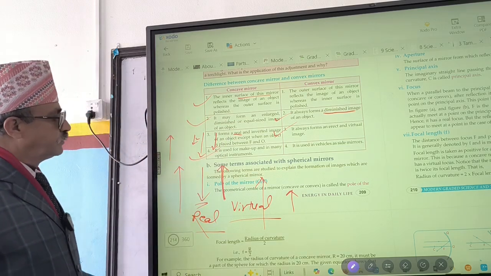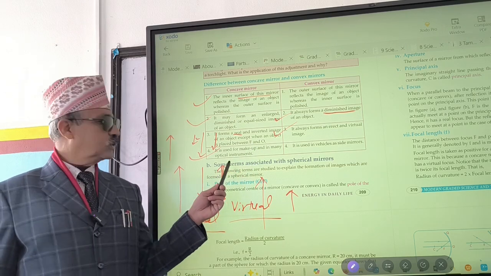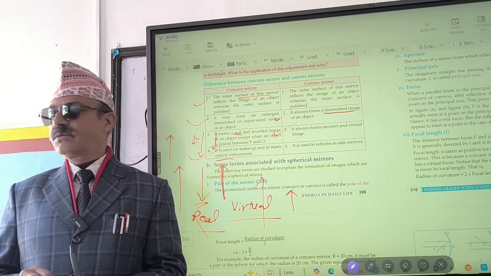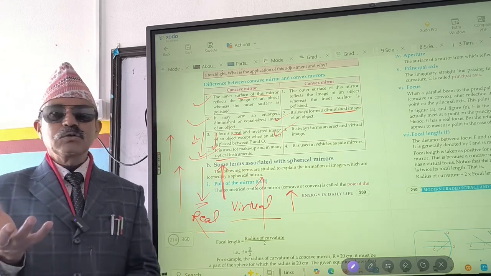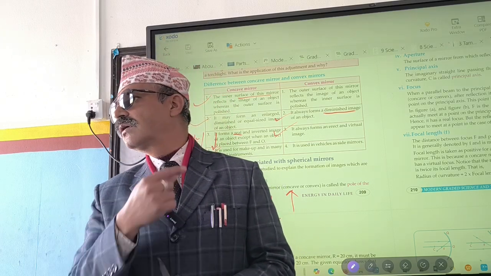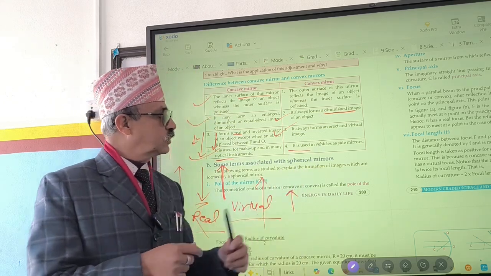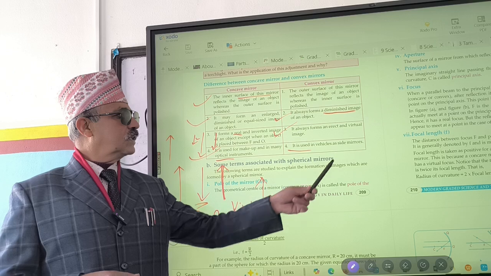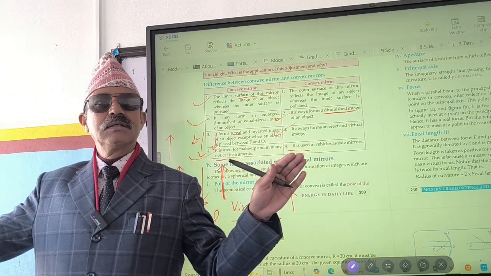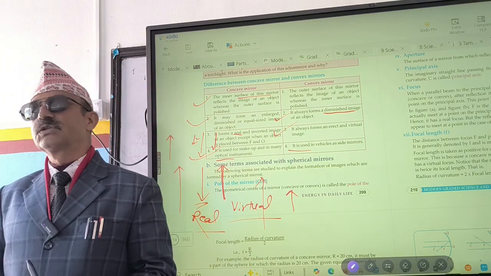Point number 4: it is used for makeup and in many optical instruments. Optical instrument means those instruments where light is used. There is the microscope, right? To reflect the light from below, they use a concave mirror. Now, where else is it used? It is used in vehicles as a side mirror. My motorbike's mirror, is that concave or convex? Convex. In this way, you have to remember.